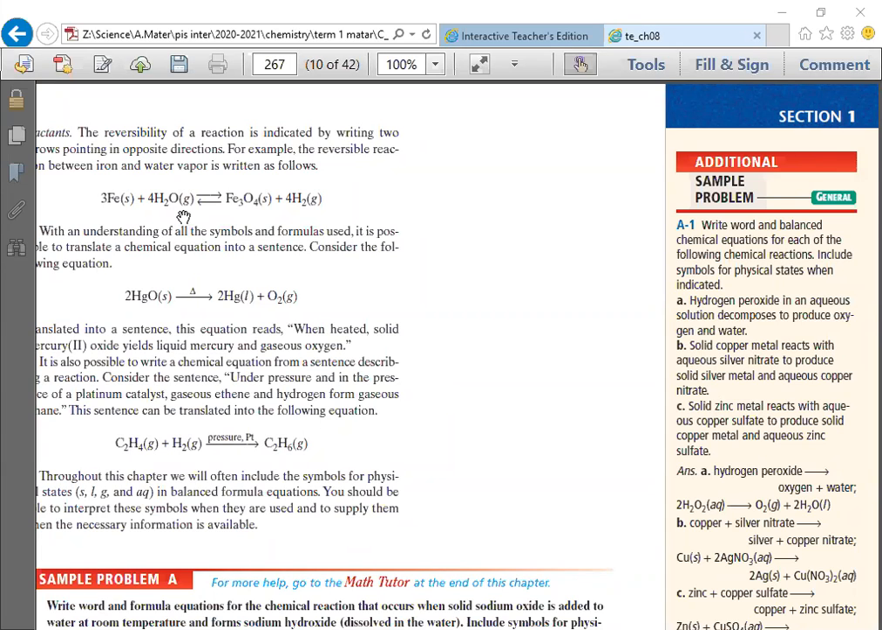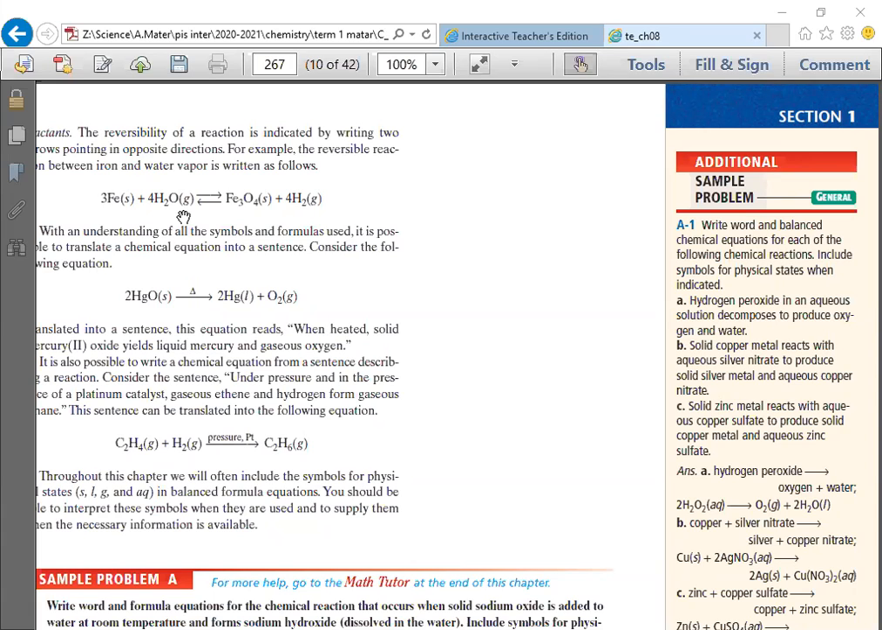So what if we need to translate this formula equation into a word equation? Here we could find that 3 moles of iron in solid state react with 4 moles of water vapor to produce 1 mole of iron oxide in solid state and 4 moles of hydrogen gas. Hydrogen gas could also react with the iron oxide to produce 4 moles of water vapor and iron. So that is a reversible reaction. From this equation, I could figure out that it's a reversible reaction, that means the reaction works in the two directions.